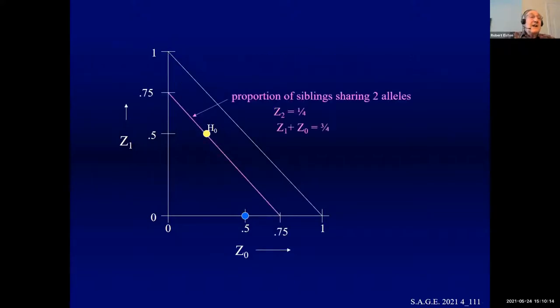On the other hand, the proportion of sharings taking two alleles identical by descent has the null hypothesis right there in the middle, sort of. Z2 is a quarter, Z1 plus Z0 is 3/4. And the proportion test gives linkage to the left of the line, and all the proportion tests in SIBPAL test membership of being left of the purple line.